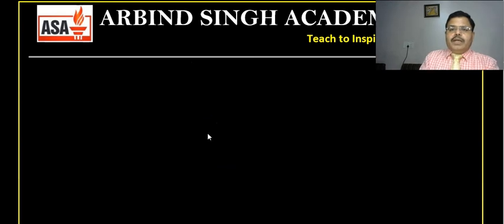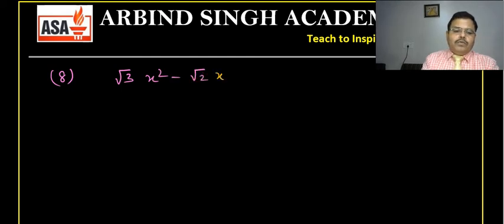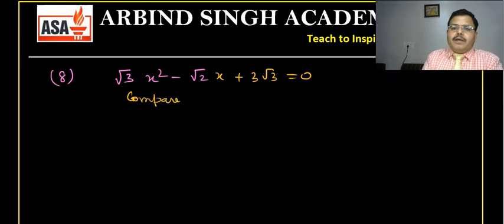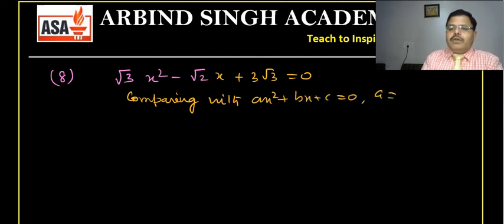Now question number 8. I am looking for question number 8, and question 8 is given like root 3 x square minus root 2 x plus 3 root 3 is equal to 0. So now comparing with x square plus bx plus c is equal to 0, you will get a is equal to root 3, b is equal to minus root 2, and c is equal to 3 root 3.